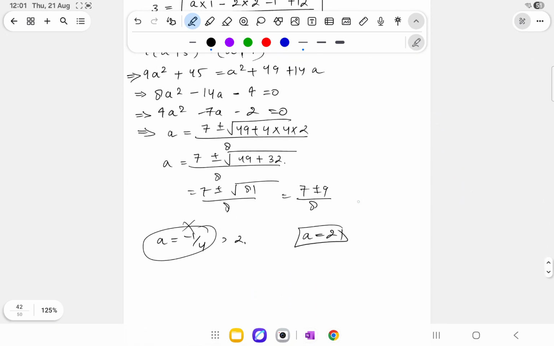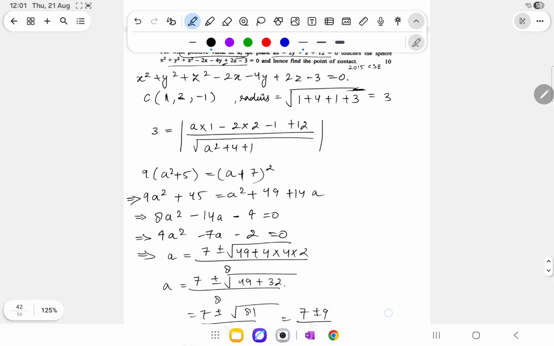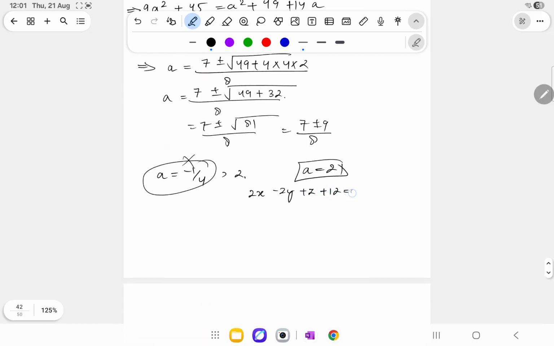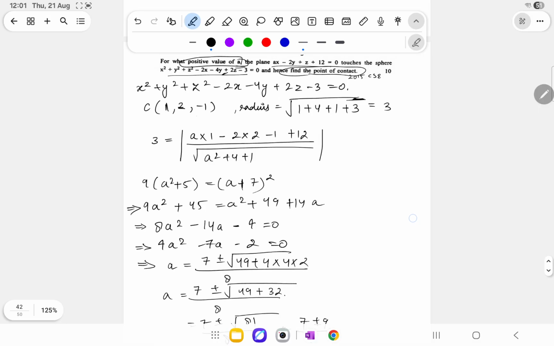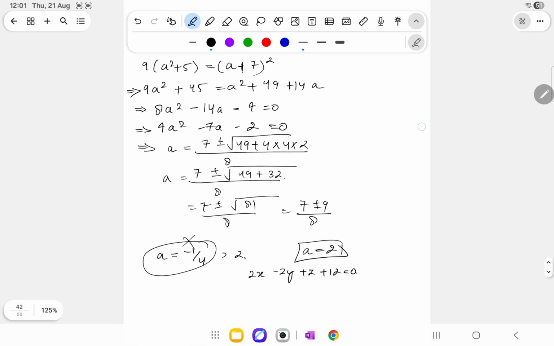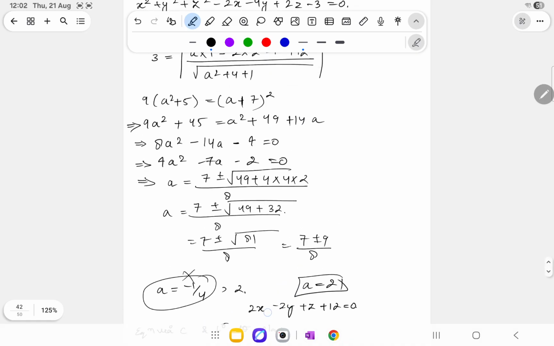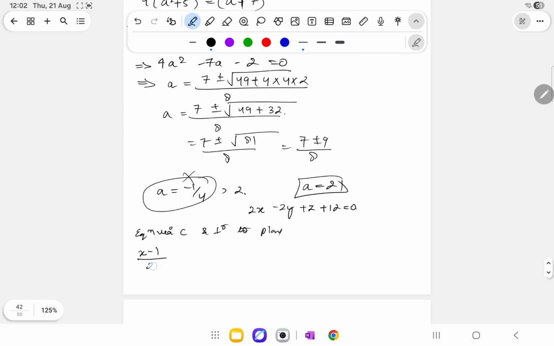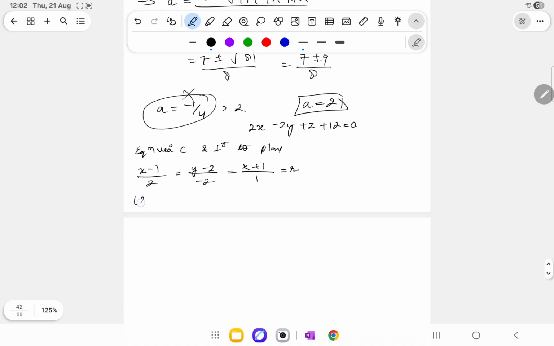So my equation of plane is 2x minus 2y plus z plus 12 equals 0. Further, they have asked us to find the point of contact. Since I have the center of the sphere and also know the direction ratios of the normal to the plane, I can easily find the equation of the line passing through the center and perpendicular to the plane. It will be (x minus 1)/2 equals (y minus 2)/(minus 2) equals (z plus 1)/1. Any arbitrary point on this line will be (2r plus 1, minus 2r plus 2, r minus 1).